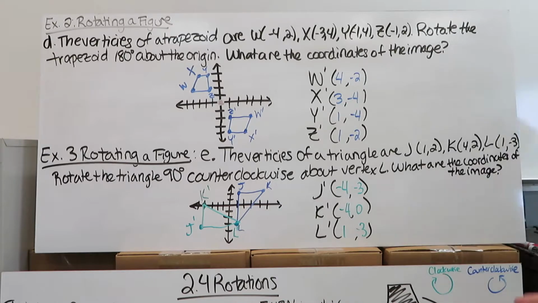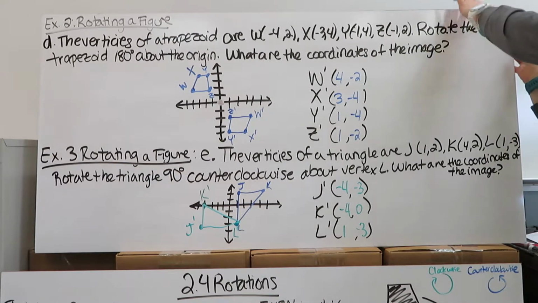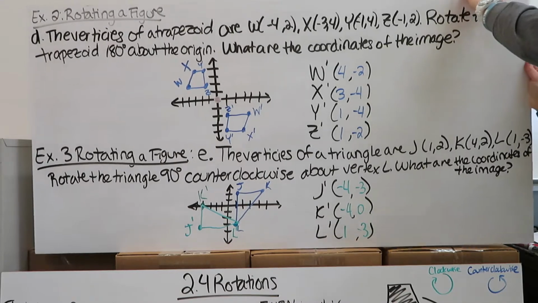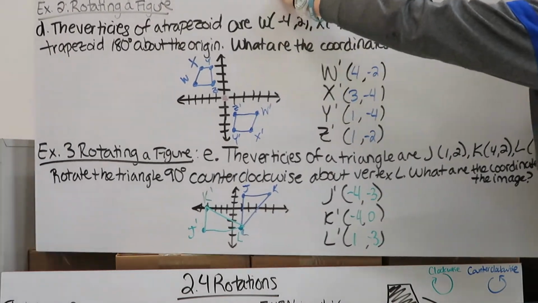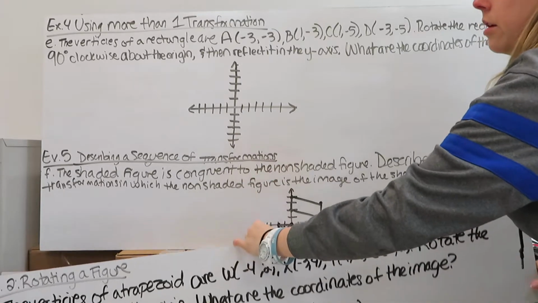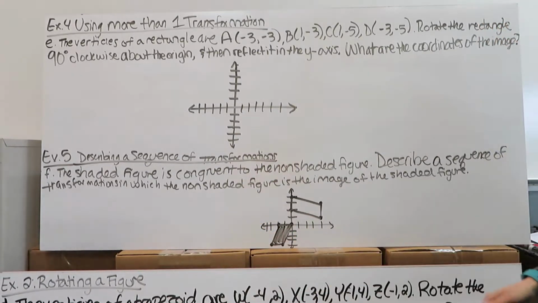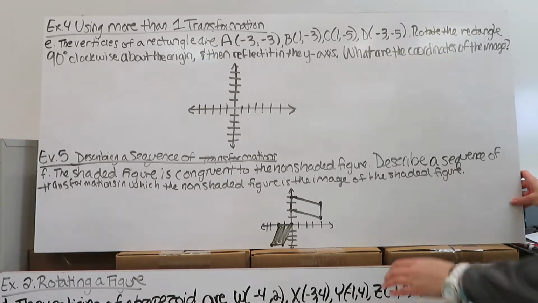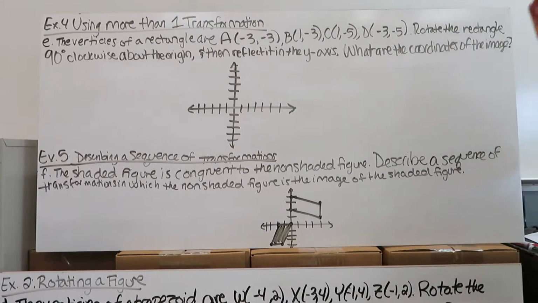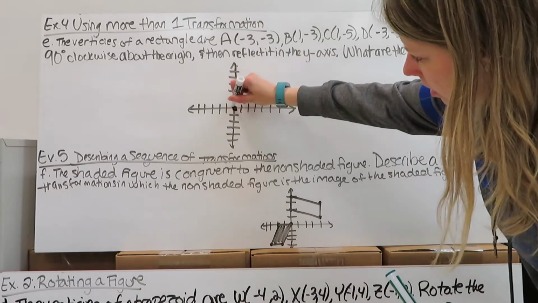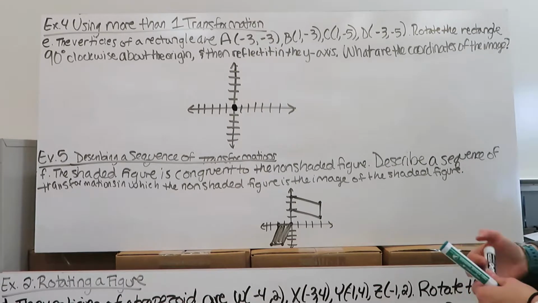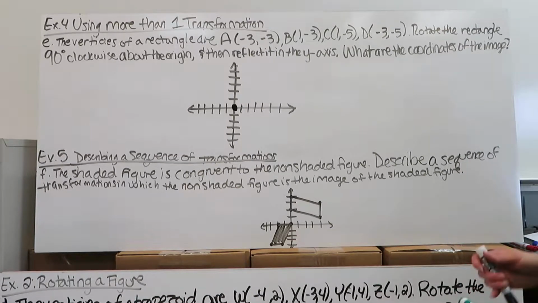All right, let's go on to example 4, using more than one transformation. The vertices of a rectangle are A(-3, -3), B(1, -3), C(1, -5), D(-3, -5). We're going to rotate the rectangle 90 degrees clockwise about the origin. So that means that we're going to be rotating it about 0, 0. There's my point of rotation. And then we'll reflect it in the y-axis. What are the coordinates of the image?